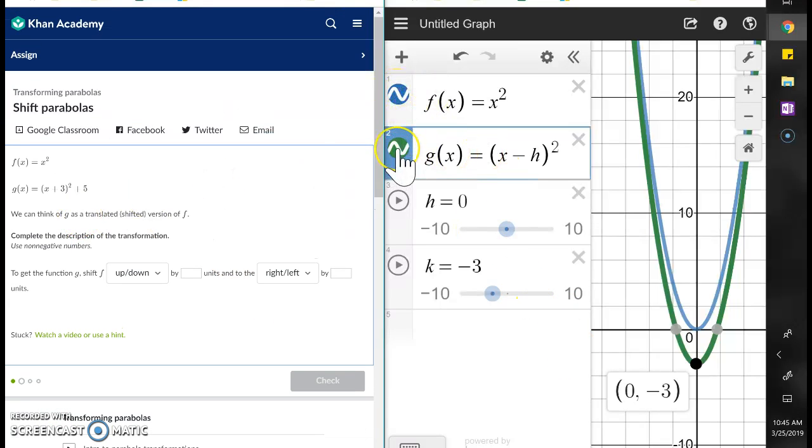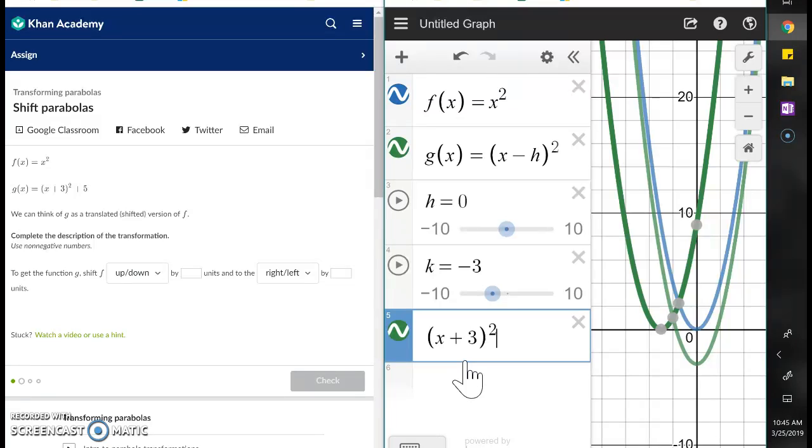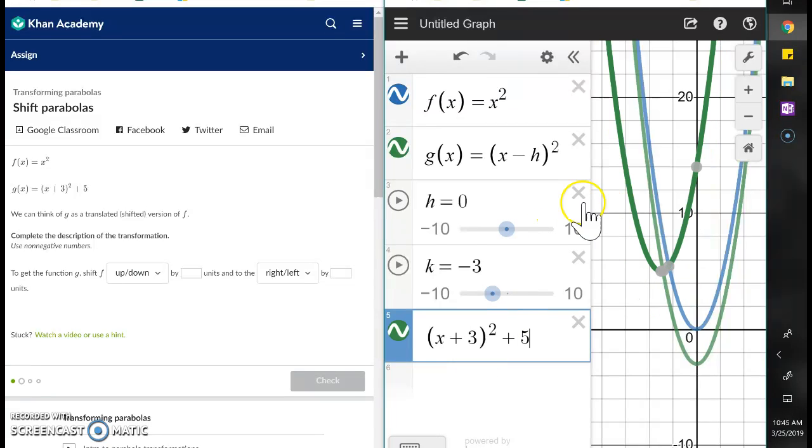So we got F in. We're going to change G. Let's go ahead and type in what we want it to be. X plus 3 squared plus 5. We're trying to get to match up here. We're trying to get the graph we needed to go up by 5 and to the left by 3.